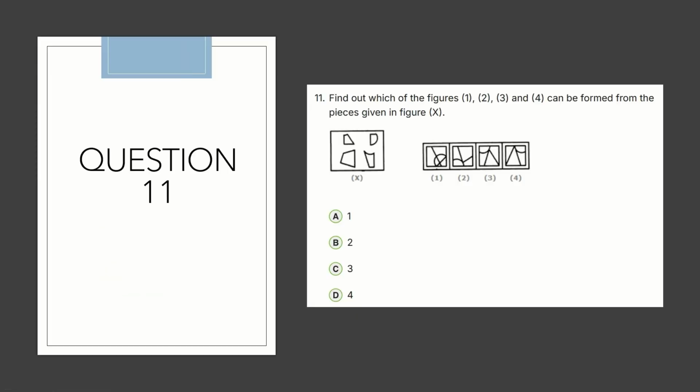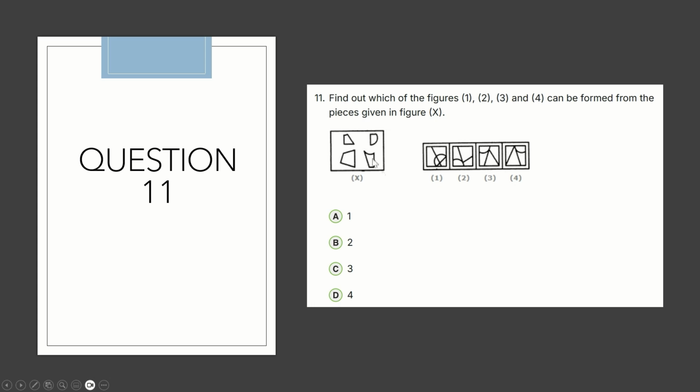Okay, and then moving on to question 11. Looking at this part, we can see in figure 1 that it could be this part, but the shapes are different. For example, this line is more slanted than this line. In figure 2, we have the shape right here. In figure 3, we have the shape here. And in figure 4, we have the shape here. So the only figure that's eliminated is figure 1.